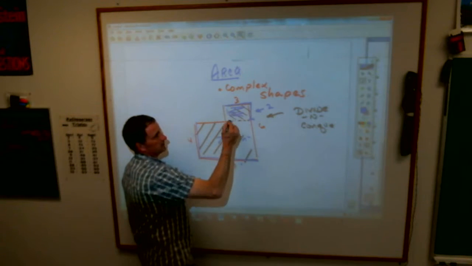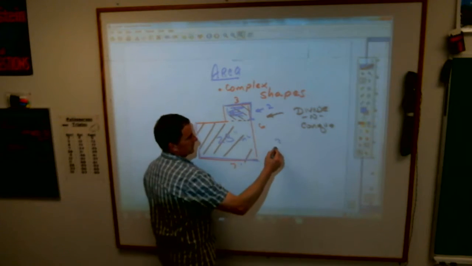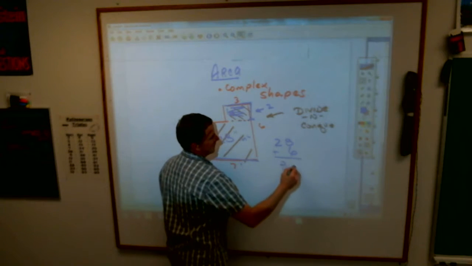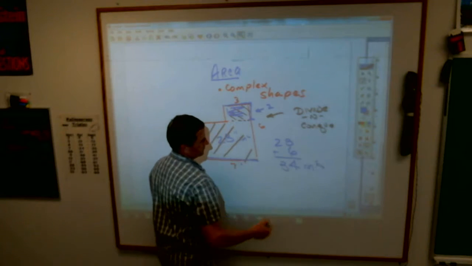So then you can do the area of that. 2 times 3 is 6. And then your total area is the 28 for the big one plus the 6 for the small one, and you get 34 inches squared.